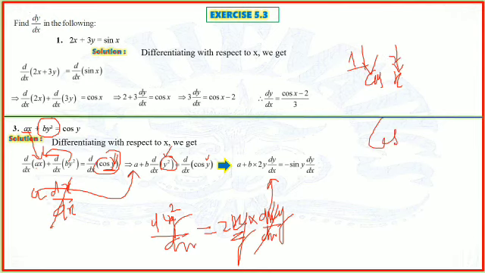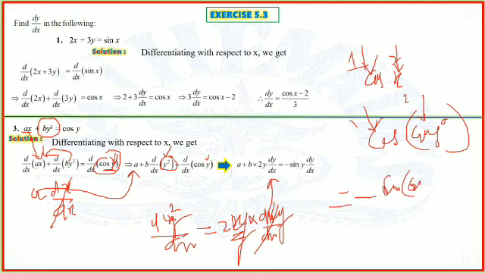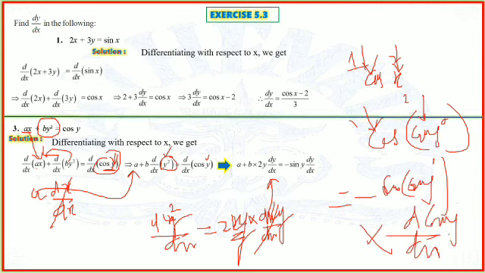In case, for example, it is cos and then the angle is y, then you will be differentiating cos first, the first step, and then the angle y at the second step. So first of all we will be writing it as minus sin y, and then the differentiation of y. I hope you understood this concept.